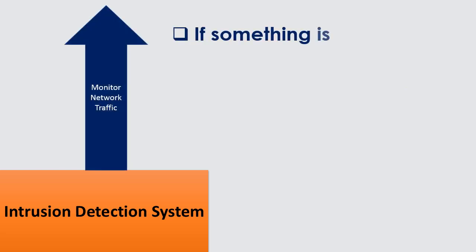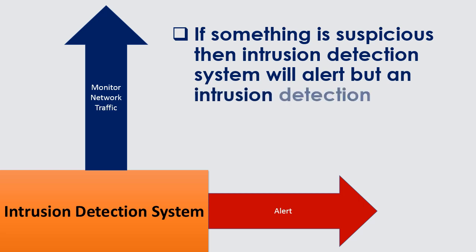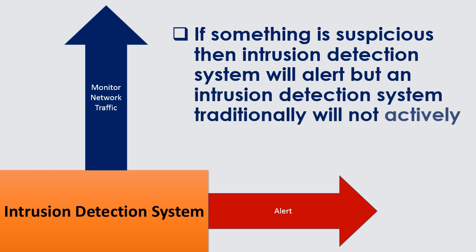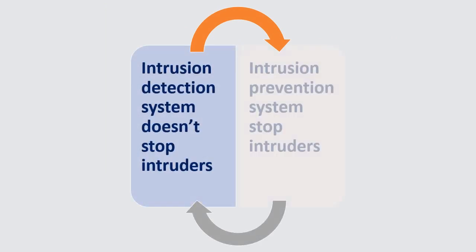If something is suspicious, then the intrusion detection system will alert, but an intrusion detection system traditionally will not actively act to prevent the threat. An intrusion detection system doesn't stop intruders, but an intrusion prevention system stops intruders.